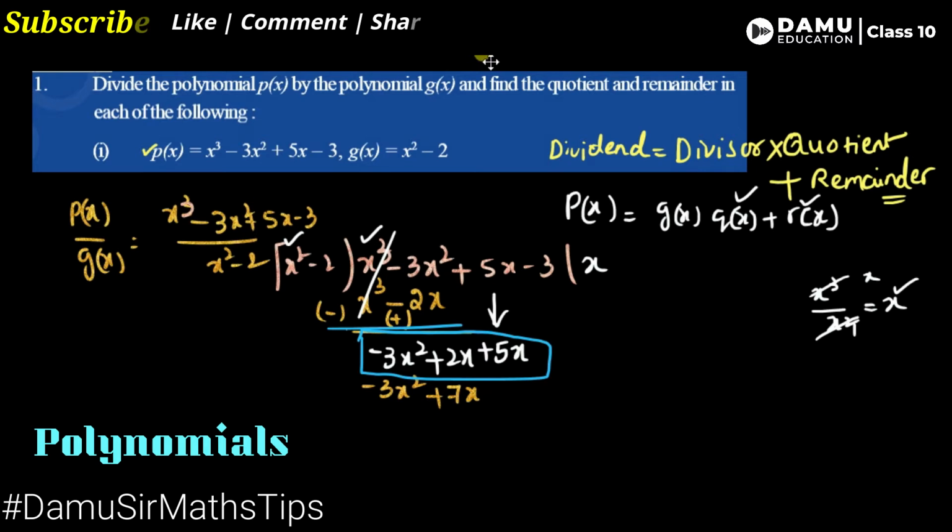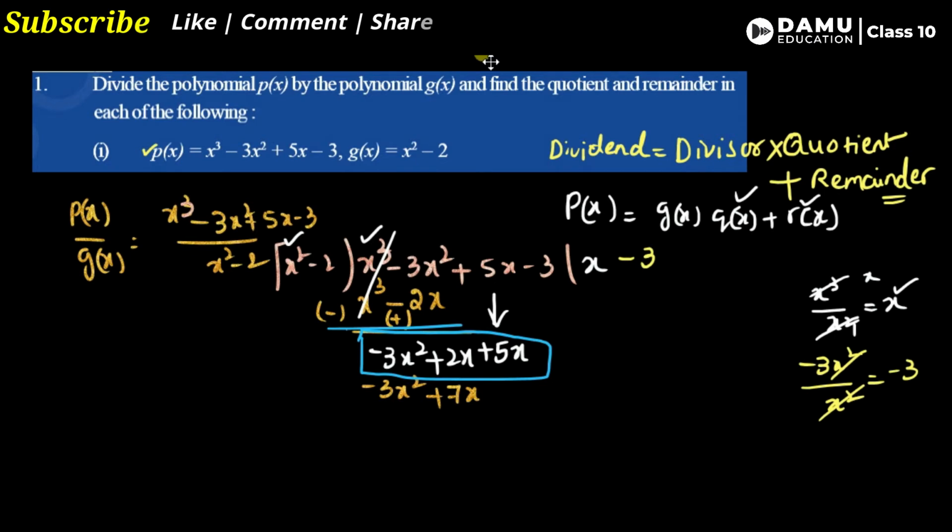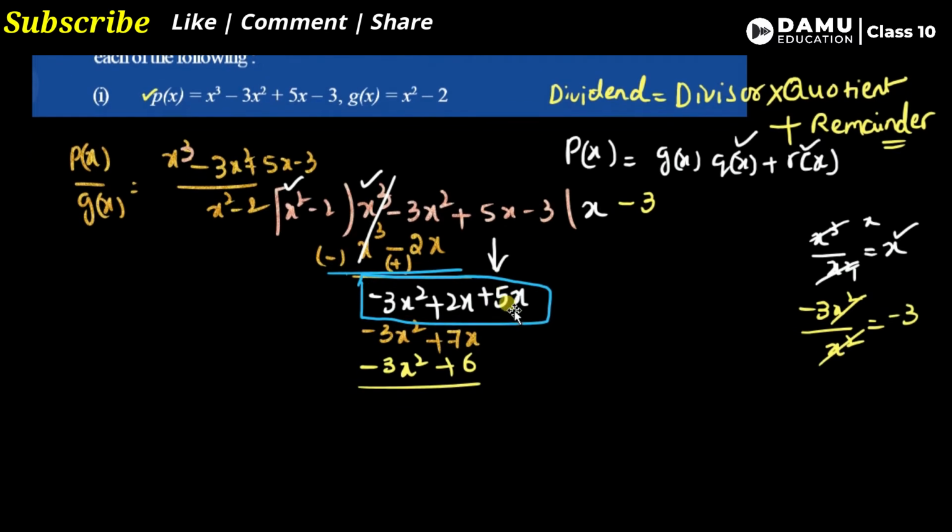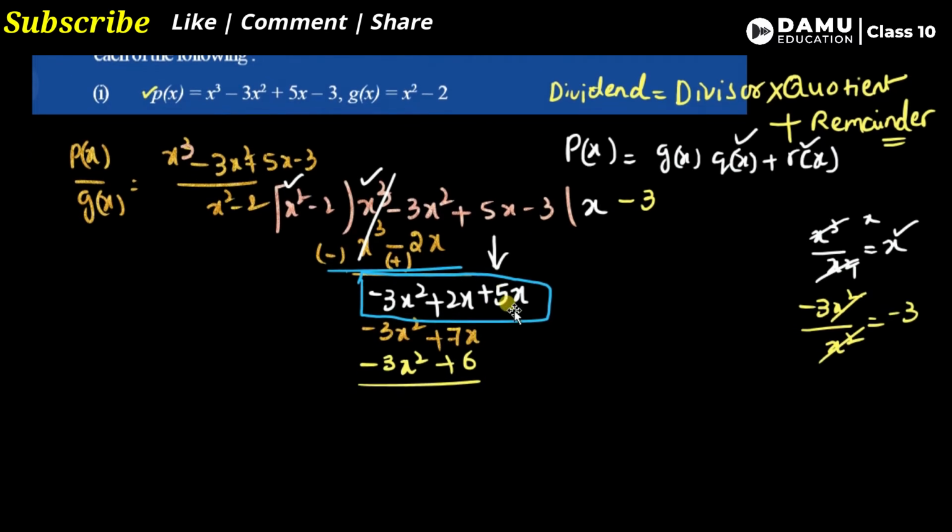So here minus 3x square is there. So minus 3x square by x square, if you do cancellation, we will get minus 3. Here minus 3. So multiply with that minus 3, what will we get? Minus 3x square, and minus into minus becomes plus 6. Then here we cancel as usual. Subtraction means we subtract, so this one will cancel. Then 7x minus 6 minus 3.